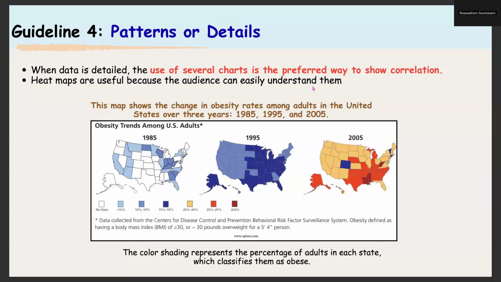Patterns and details. When data is detailed, the use of several charts is the preferred way to show correlation. For example, heat maps are very useful because the audience can easily understand them. This map shows the change in obesity rates among adults in the US over 3 years. As you can see, this shows 3 years, and the color shading represents the percentage of adults in each state who are classified as obese.